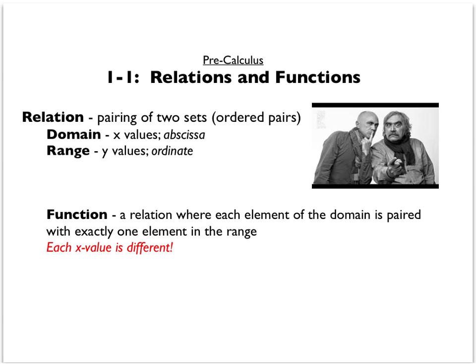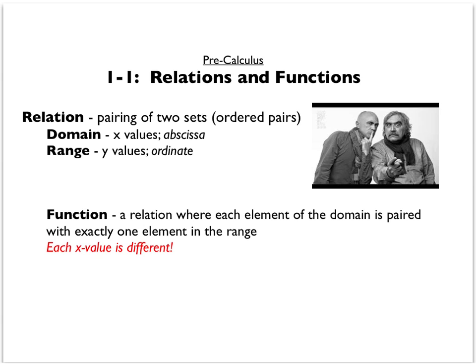Two key parts of a relation, which you've heard these words before: the domain, which we usually obviously think of as the x value. Here's a fancy name for that, the abscissa. The range is the other one, of course, that's the y value, and the fancy name for that is ordinate. I don't think we'll use these two terms very much at all. If you just remember that domain is x values and range is y values, that's really a key thing.